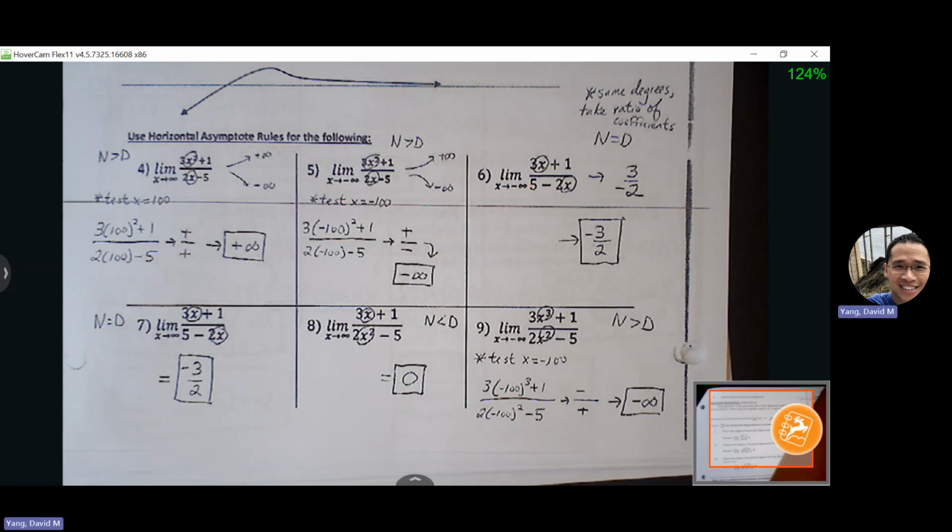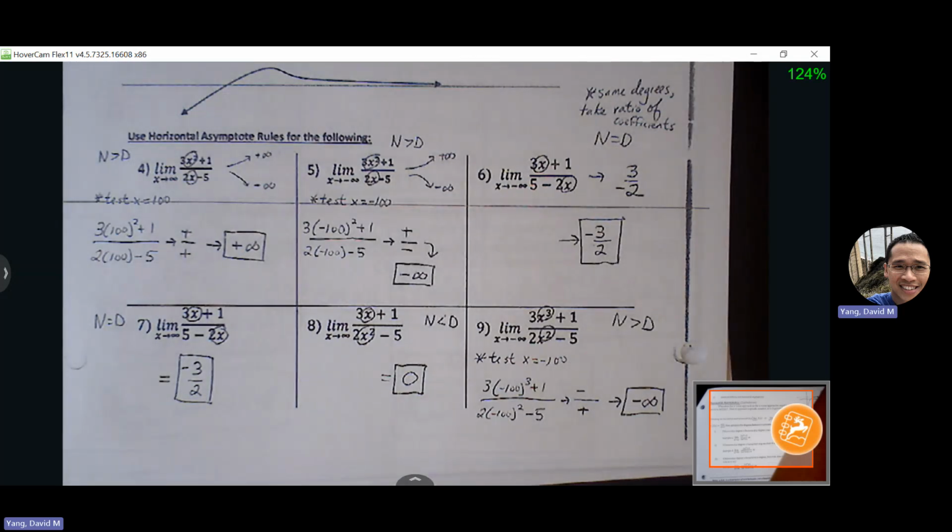Okay, so number 4, my degree in the numerator is higher than my denominator. I'm approaching infinity, so I know that my overall fraction is getting larger and larger. I just now have to decide, is it getting larger towards positivity or is it getting larger towards negative infinity? So we choose a large number to test in the direction that we're headed. We're headed towards positive infinity. So I just like to choose 100 to test.